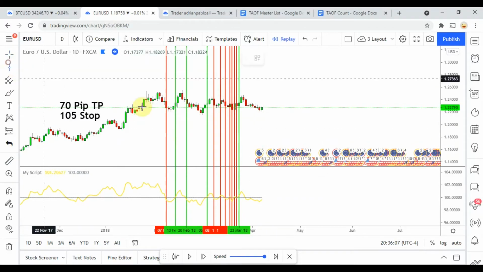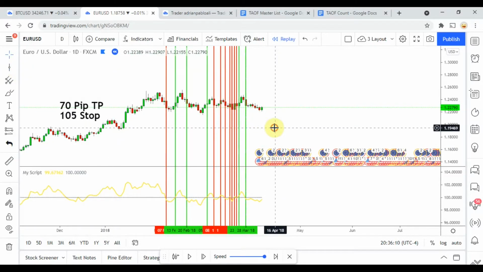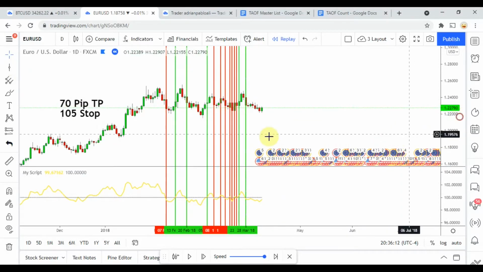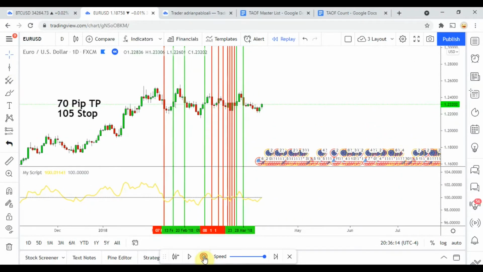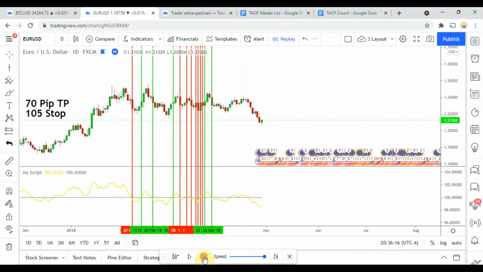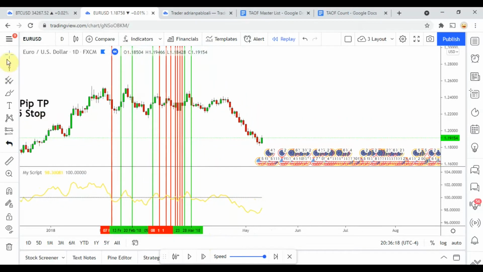That one right there gets us to take profit. Then we pick up a short here on this side. That one gets us to take profit as well. Play this forward just a little bit here. So we pick up a long right there on that one.